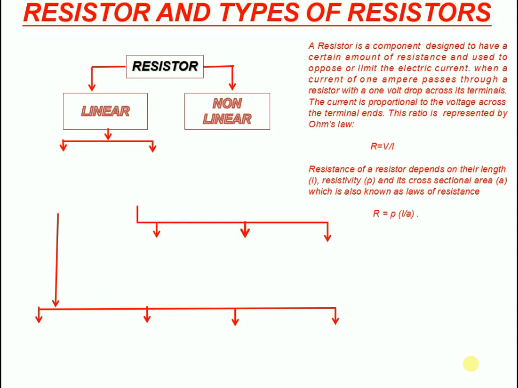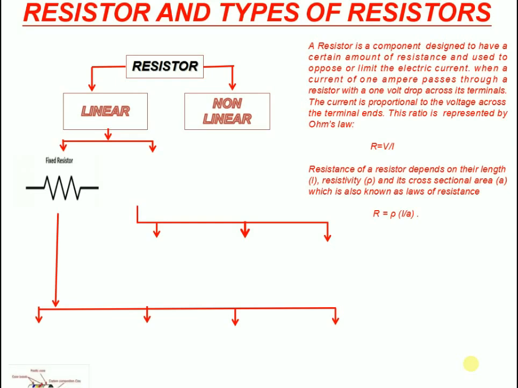In linear resistors there are again two types. They are fixed resistors and variable resistors. A fixed resistor is a resistor which has a specific value, and we can't change the value of fixed resistors. Types of fixed resistors.